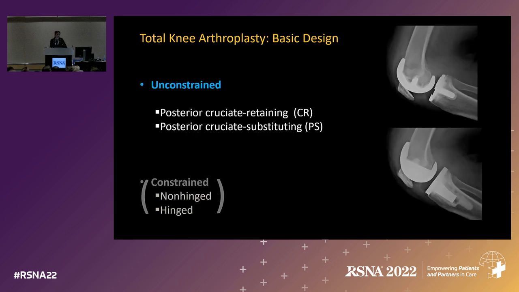Well, to know the answer to this, you do need to know a little bit about the basic design of total knee arthroplasties. There's a whole bunch of them out there, and this is not a lecture on the types of arthroplasties, and we don't have time, and quite honestly, you don't even need to know for most patients, but I do want you to be able to tell the difference between these two.